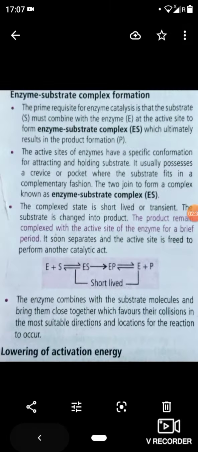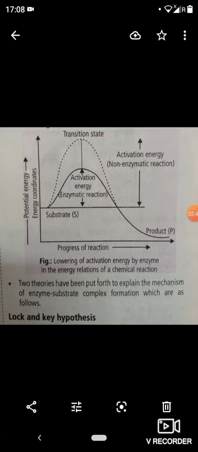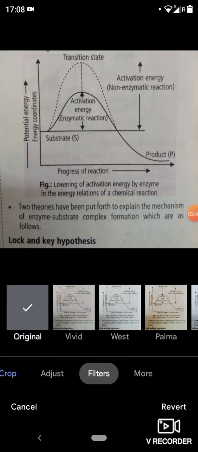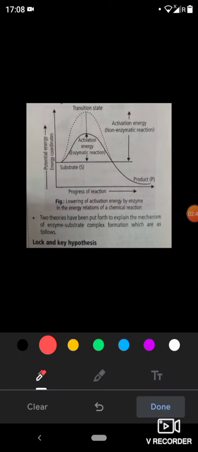So the next thing we'll discuss is the transition state. So what is the transition state? As I already told, the transition state is the activated stage. This is the lowering of activation energy by the enzyme in chemical reactions. To overcome the energy barrier there is the need of activation energy. And what is the activation energy? It is the external supply of energy needed to overcome this barrier.